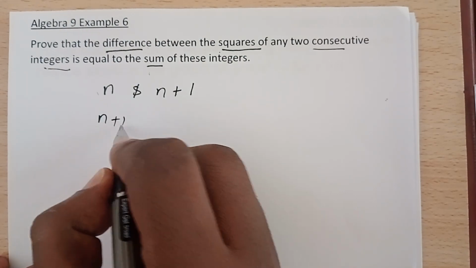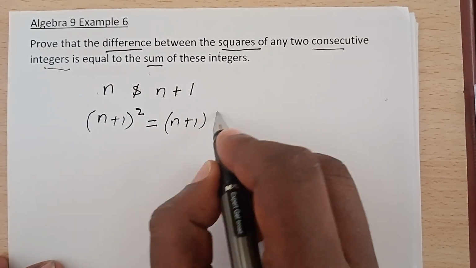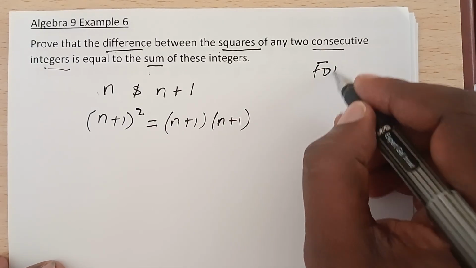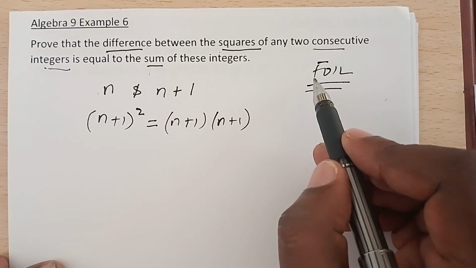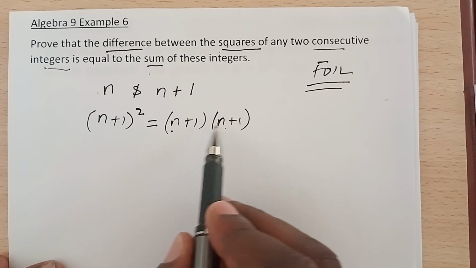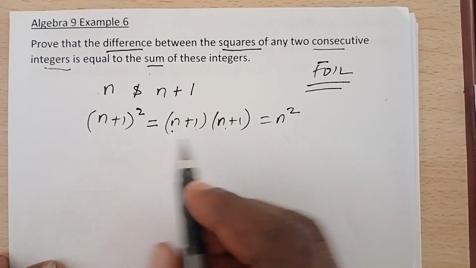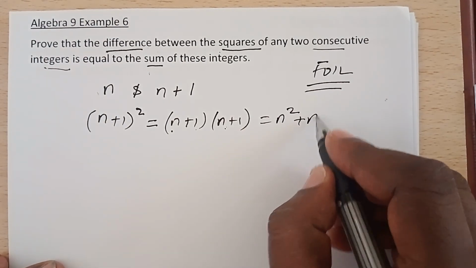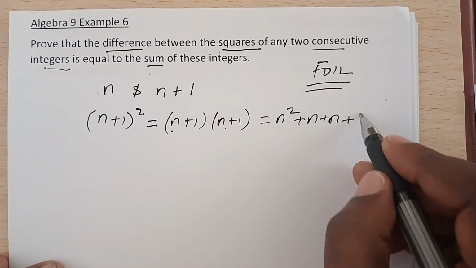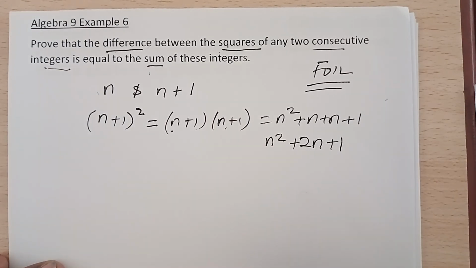So we must have n plus 1 squared. This is the same as n plus 1 multiplied by n plus 1. And as we know, we can use the FOIL in opening the brackets, where FOIL means first, outer, inner, and last. So for the first terms, we get n times n, n squared; outer, n times 1, plus n; inner, 1 times n, plus n; and the last, 1 times 1, plus 1. This becomes n squared plus 2n plus 1.